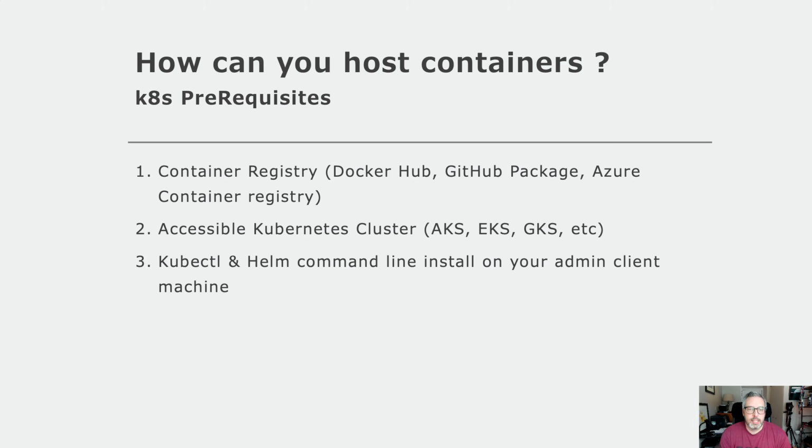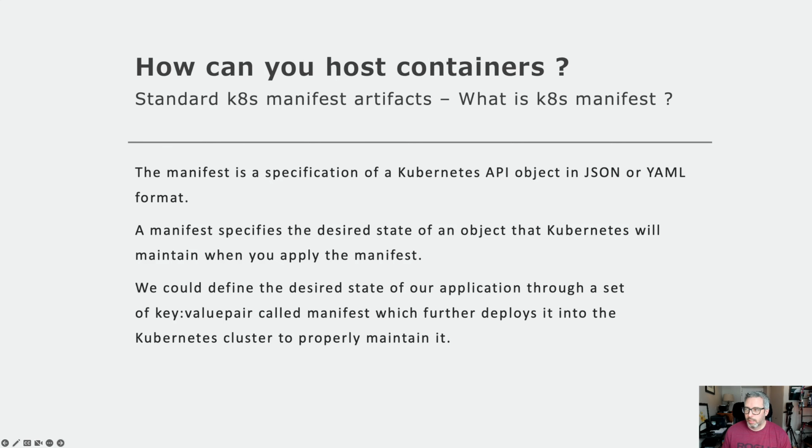And last thing, but not the least, you need kubectl and Helm command line tools installed on your machine. The first one, kubectl, will help you to interact with your Kubernetes cluster, and Helm will help you to package your Kubernetes manifests as a single package, like we have with NPM for Node.js or NuGet packages, but it's a Helm package. Helm is something we're gonna see a bit later.